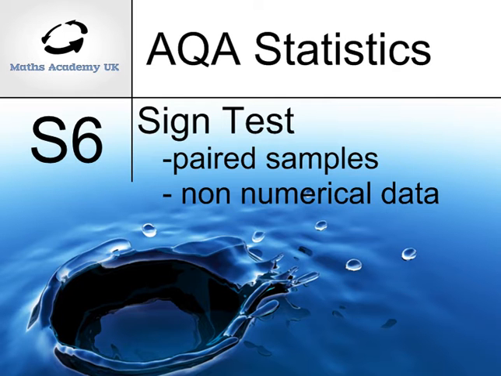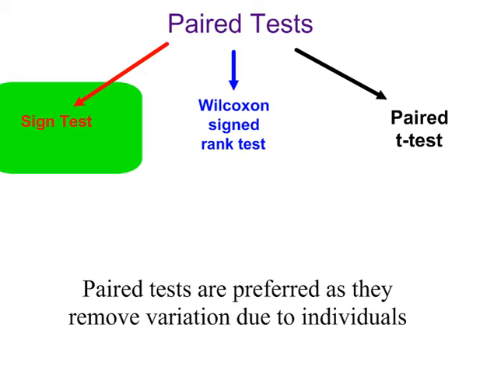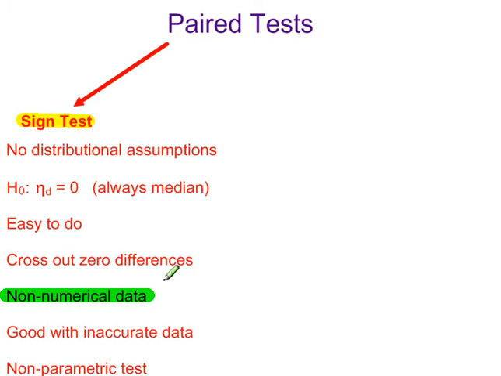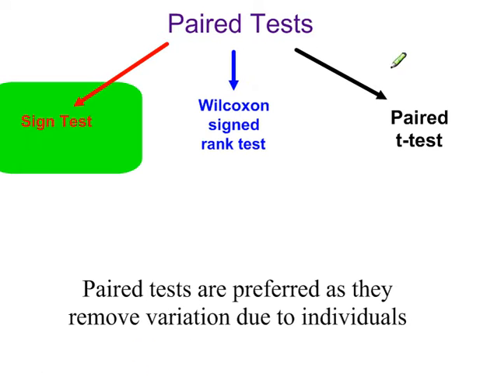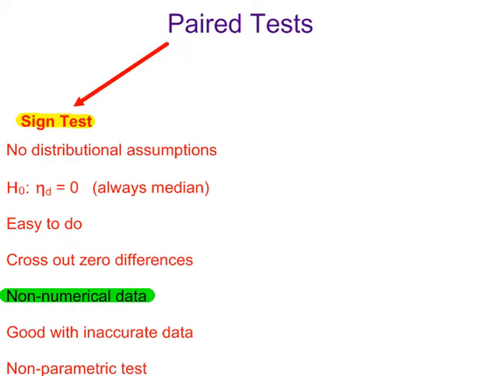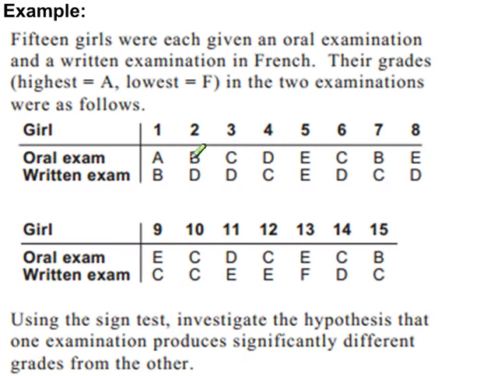The sign test for paired samples using non-numerical data. Now this is the only test that we can use because of our non-numerical data. These two are not an option. We have to use the paired sample sign test when we're looking at data like this.